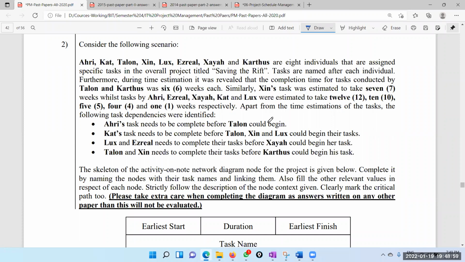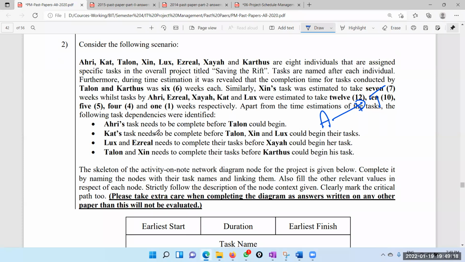Apart from the time estimation of the tasks, the following task dependencies were identified. What is the first dependency? Ahir's task needs to be completed before Talon. So that means after Ahir's task only, Talon's task can be started.